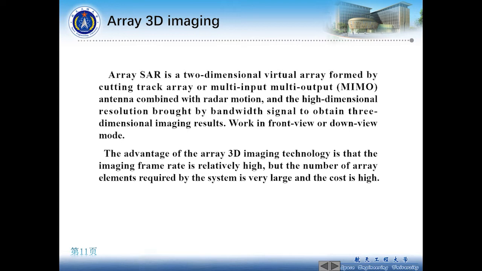The advantage of the array 3D imaging technology is that the imaging frame rate is relatively high, but the number of array elements required by the system is very large and the cost is high.